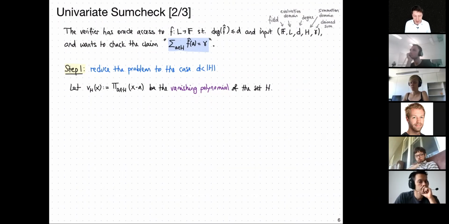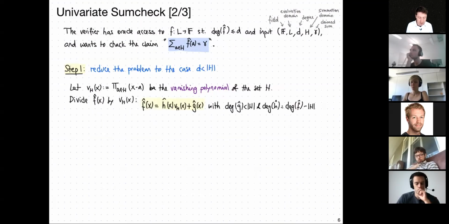All right, that's what it means to consider the vanishing polynomial of a set. Let VH be that. And notice that if we divide out f hat by the vanishing polynomial of H, we're going to obtain 2 polynomials, the quotient and the remainder, where the remainder has degree that satisfies the condition that we want, and the quotient has the corresponding degree.